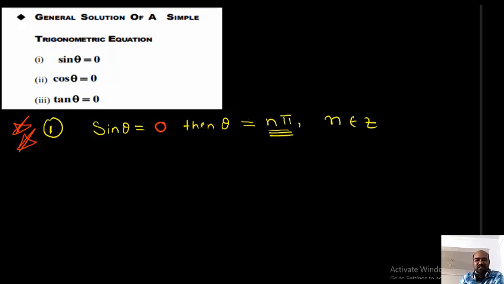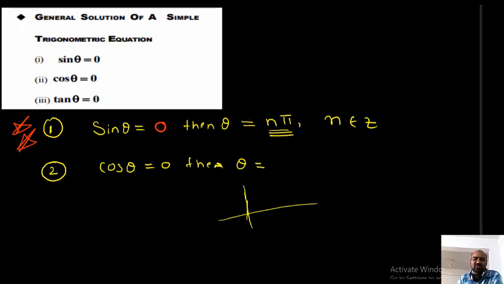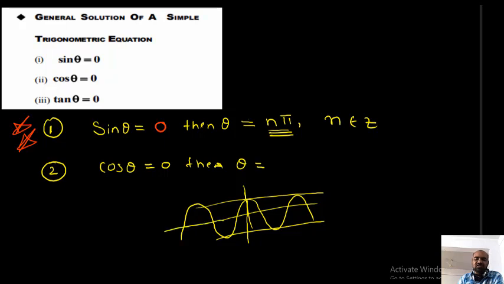Just now explained, no? Second one. Cos theta equal to 0. Then theta equal to what? For cos theta, you need to use the graph of the cos function. Generally you can say that an odd multiple of pi by 2 it happens. I will show you. So this is the graph of the cos function. So here y equal to 0, here y equal to 0, here y equal to 0, here y equal to 0.